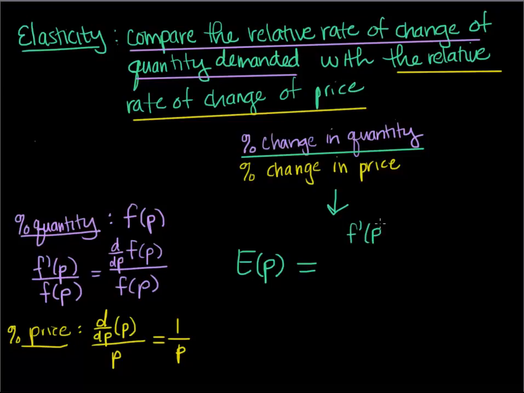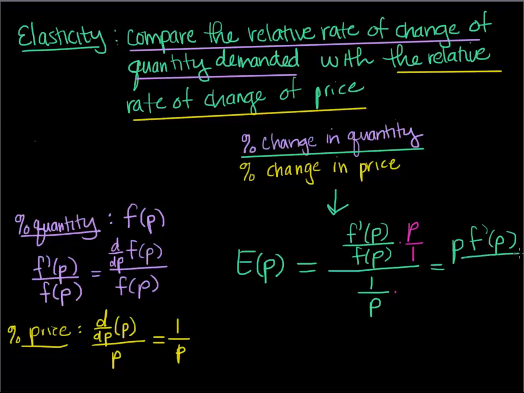So I'm going to have f prime of p all over f of p. That's my percent change in quantity all over my percent change in price, which would be 1 over p. And now that doesn't look very pretty. Remember, what do we do when we divide by fractions? I multiply by the reciprocal. So the reciprocal of 1 over p is going to be p over 1. And so what do we get here? We get p times f prime of p all over f of p.